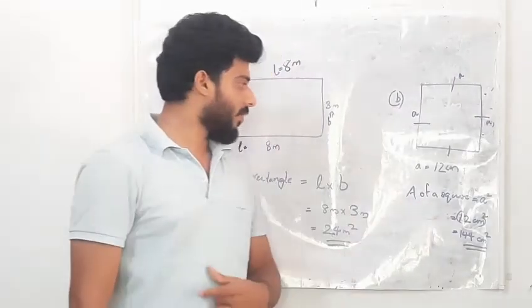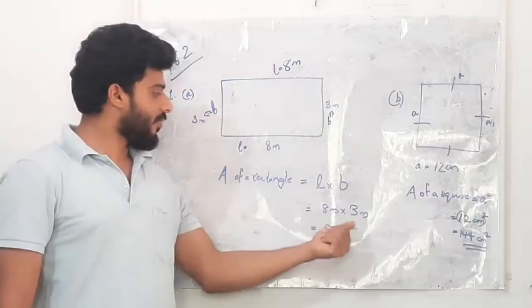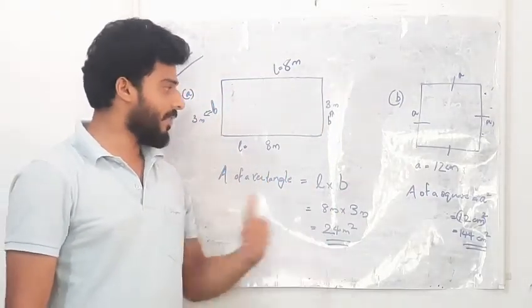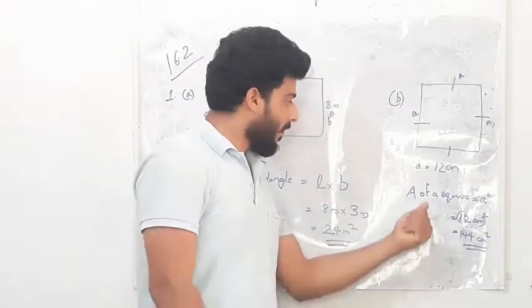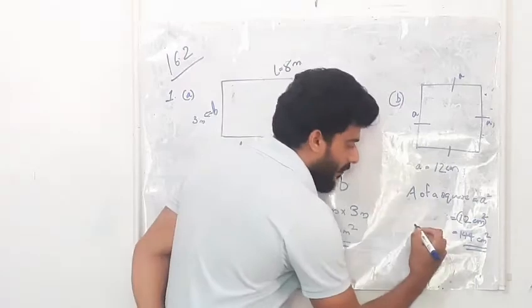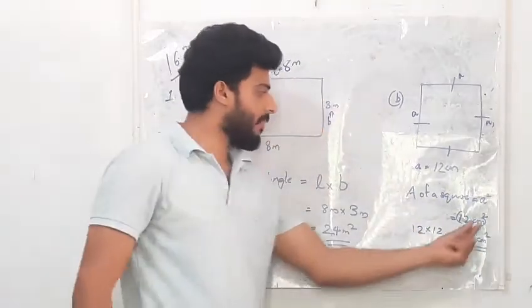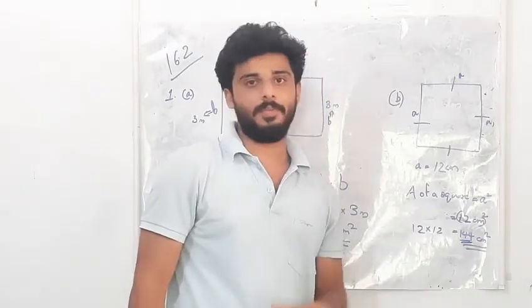I will make it clear once more. For the rectangle, length into breadth gives 8 meter into 3 meter equal to 24 meter square. In the case of the square, 12 into 12 gives us 144, and centimeter into centimeter gives centimeter square.